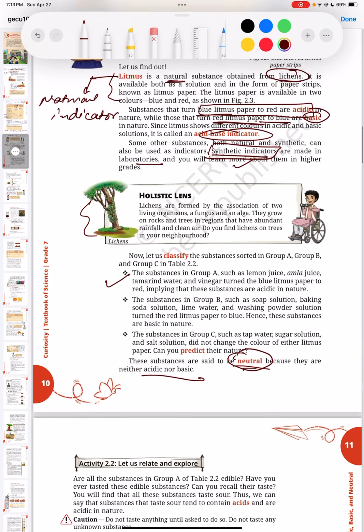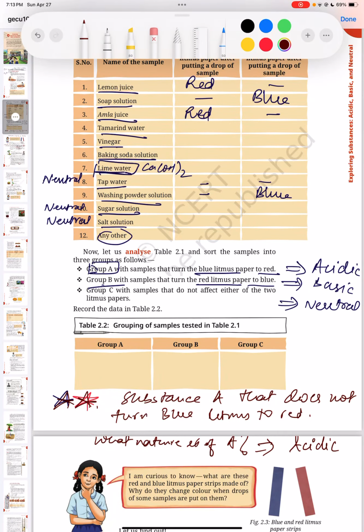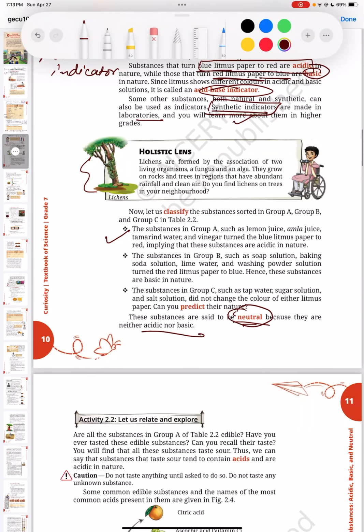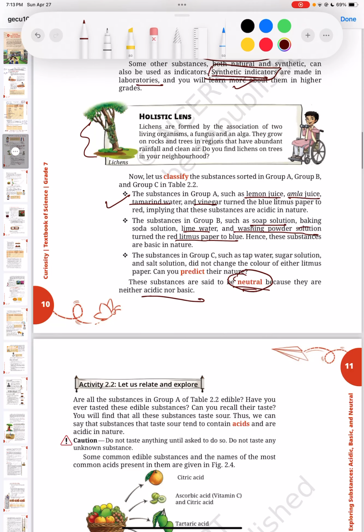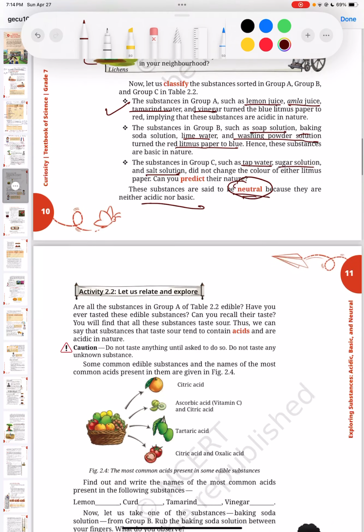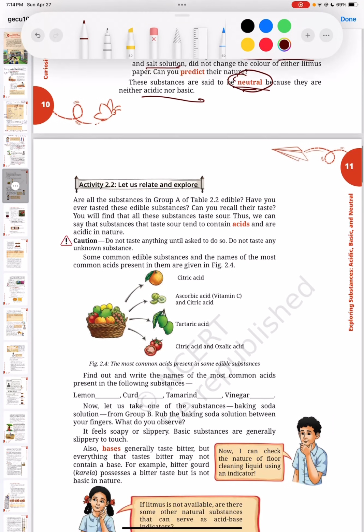So if you remember, in this particular table we classified all these substances over here. The group A substances were nothing but the ones that were acidic in nature, right? And what are the examples of such? Lemon juice, amla juice, tamarind water, and vinegar. They all turned blue litmus to red, while soap solution, baking soda solution, lime water, and washing powder solution turned red litmus to blue because they are basic in nature. While on the other hand, tap water, sugar solution, and salt solution did not change the color because they are neutral. Okay, right?